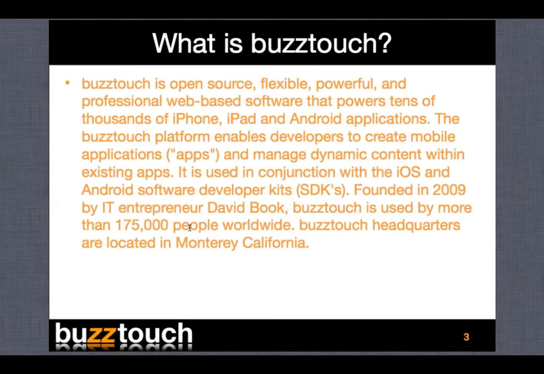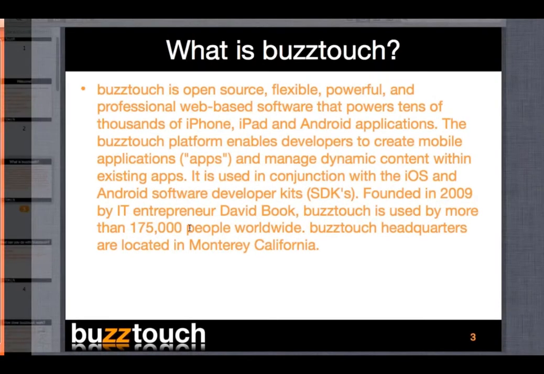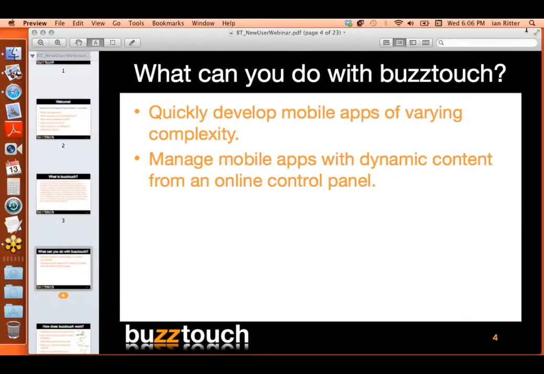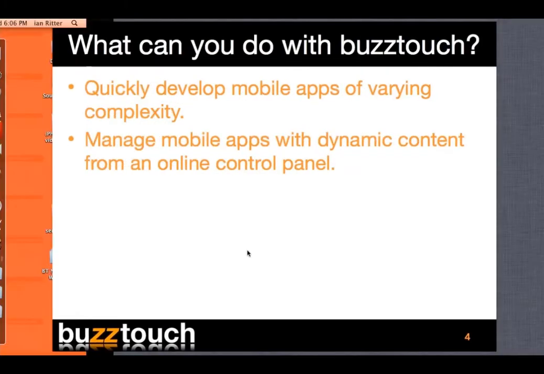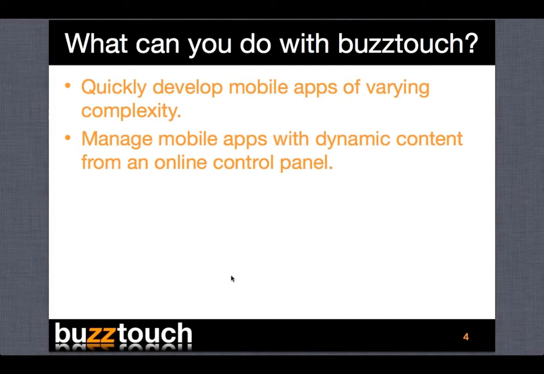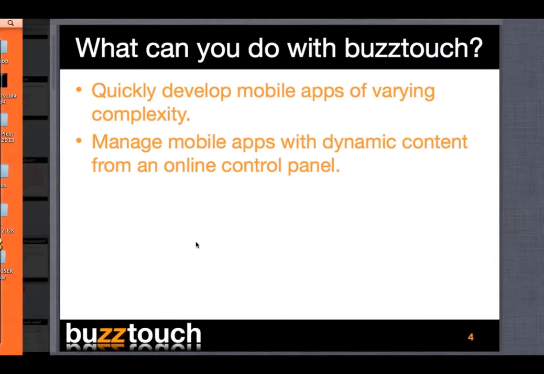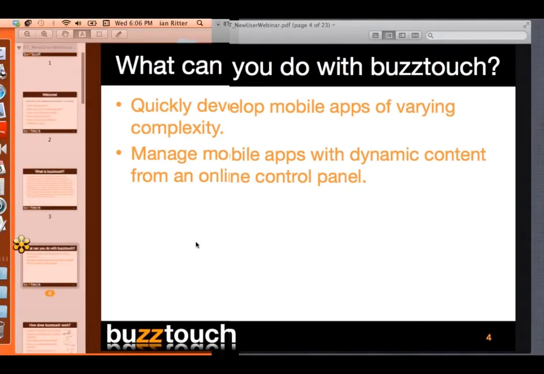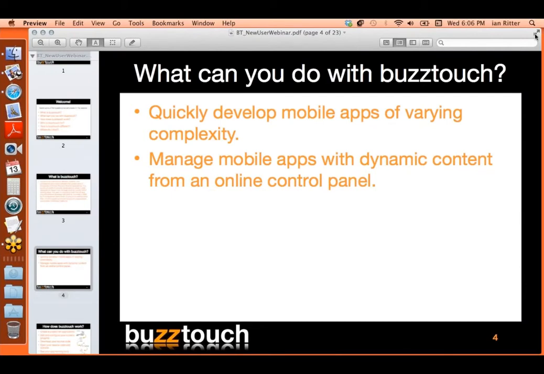So it brings us to our next question. What can you do with Buzztouch? Well, you can quickly develop mobile apps of varying complexity, and you can manage mobile apps with dynamic content from an online control panel. So you can pretty much build your apps as you grow, as you learn more about the system and about how apps work and how Buzztouch fits into this whole thing. You can just keep growing and learning, and you'll learn a lot, and you won't even realize it sometimes. It's kind of cool how it all links itself together. It's a really fun process.